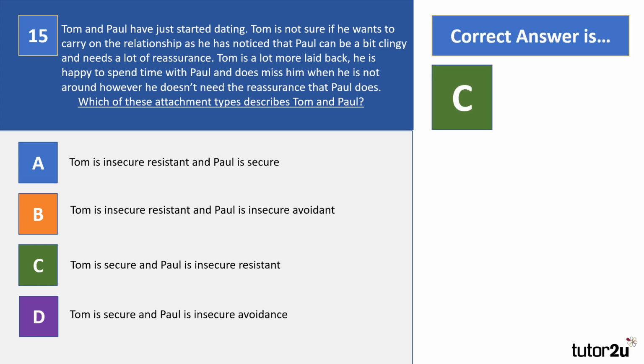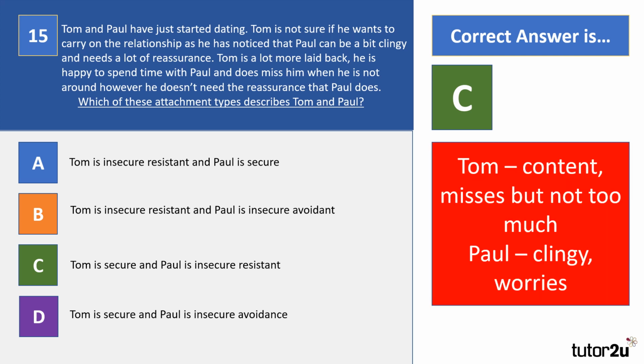All right, your correct answer is C. Well done if you got that right. Now, it's probably easy to spot that Tom's secure, but for Paul, in classifying him, you need to think about what it would look like if he were insecure avoidant, just to make sure you got the right answer. Now, the insecure avoidant attachment type in adult relationships tends to be characterised perhaps by being a little standoffish, not seeming to be too bothered about the relationship, whereas Paul very clearly is.